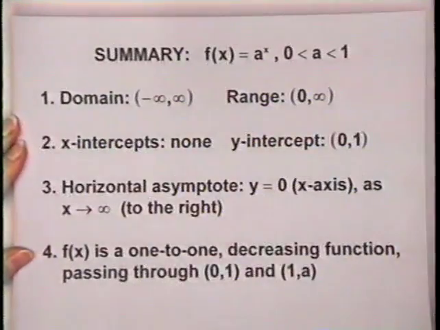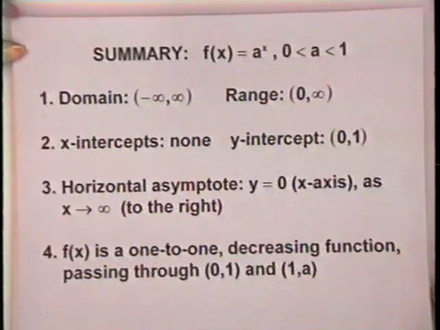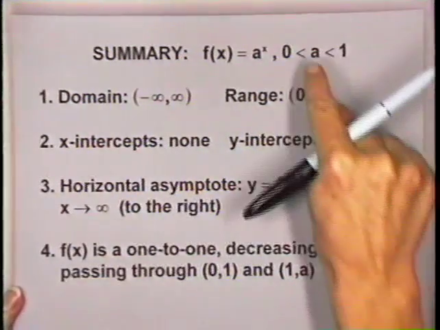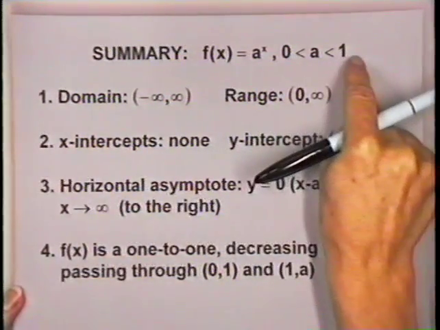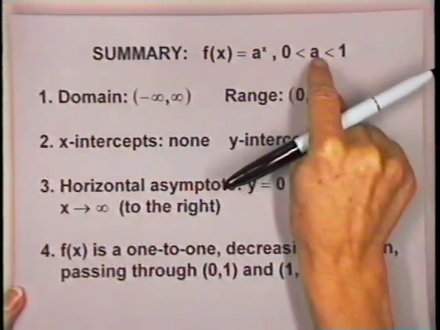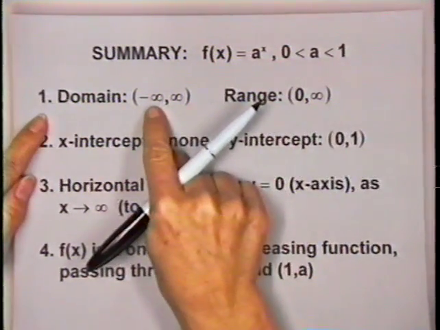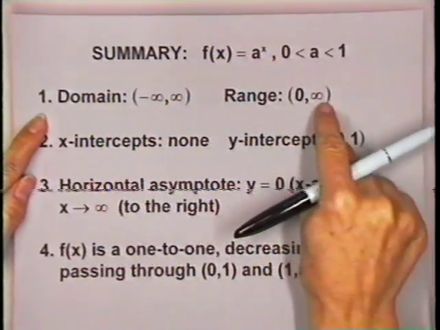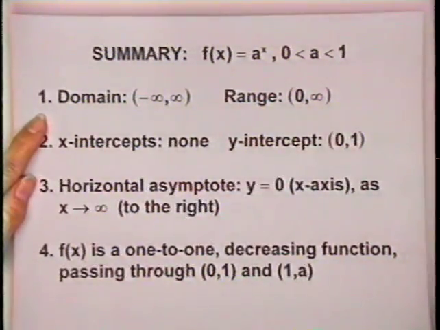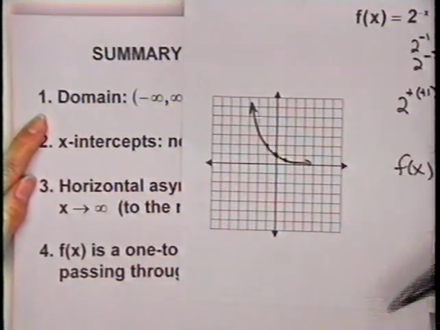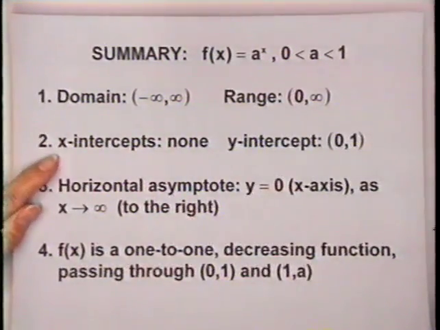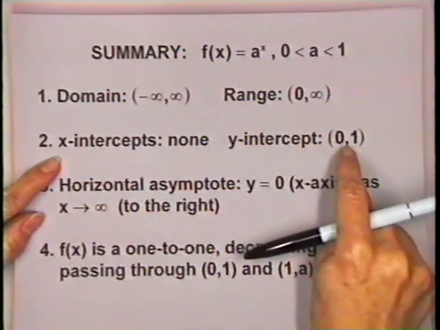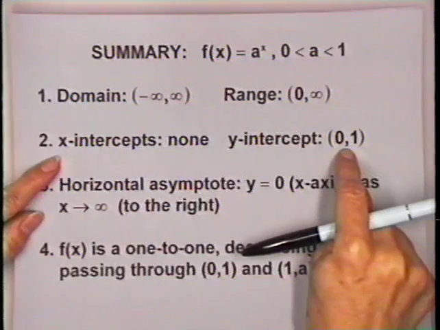Having looked at those two graphs, let's look at another property summary. Here we have f of x equals a to the x. Notice here a is between 0 and 1, so it's still positive, but it's a fraction. Notice our domain is still all real numbers. We can use any real number. Our range is still 0 to infinity. These graphs, even with these fractional bases, still stayed above that x-axis, didn't they? We still did not cross the x-axis, so there's no x-intercepts. We did cross the y-axis still at 0, 1, didn't we?